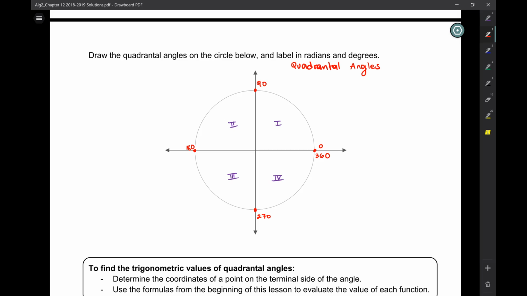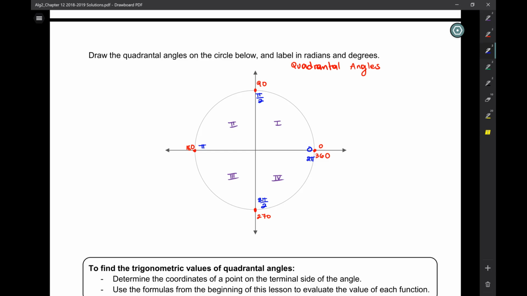Right? And how much were they in radian? So this one here, how much is it in radian? 0. And the 90 will be how much? Pi over 2. And the 180 is pi. And here we have 3 pi over 2 and then 2 pi.